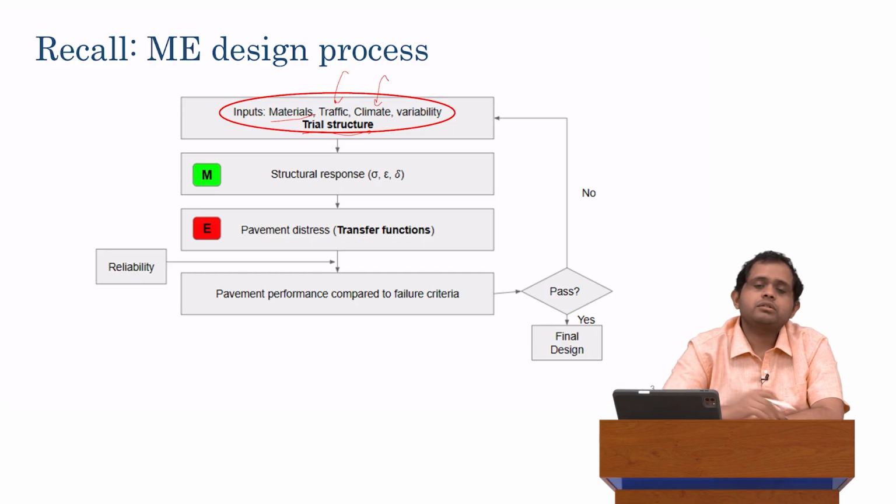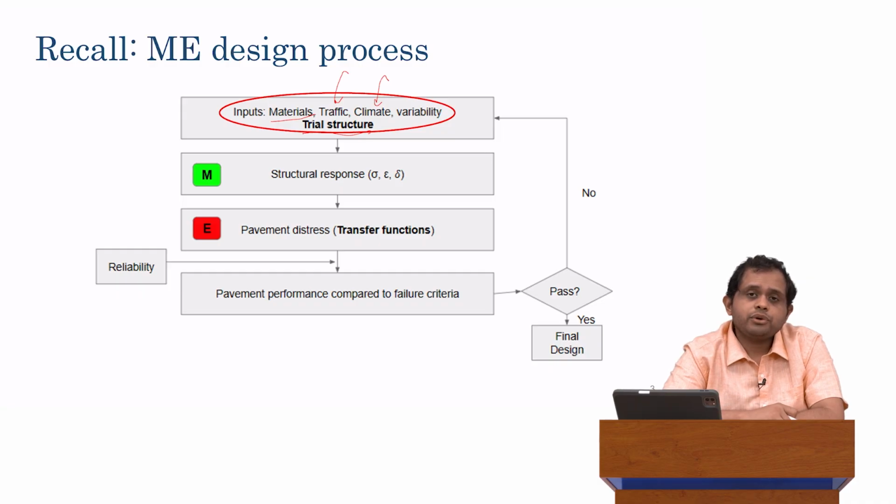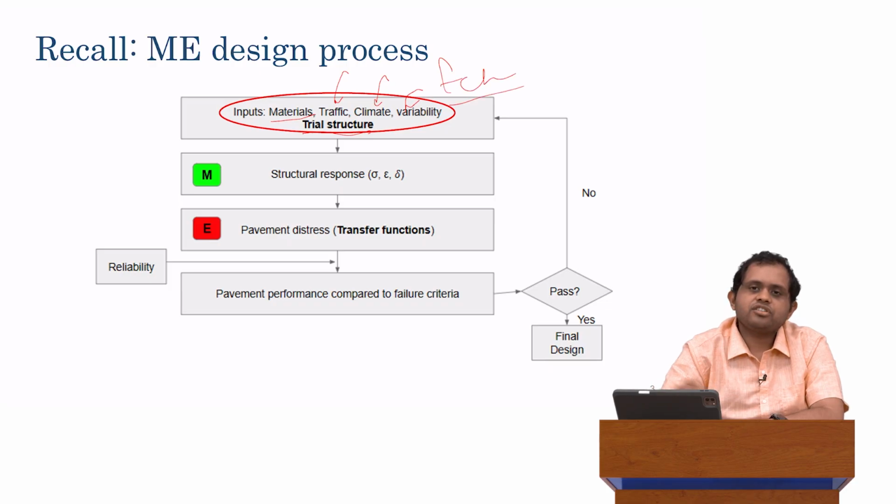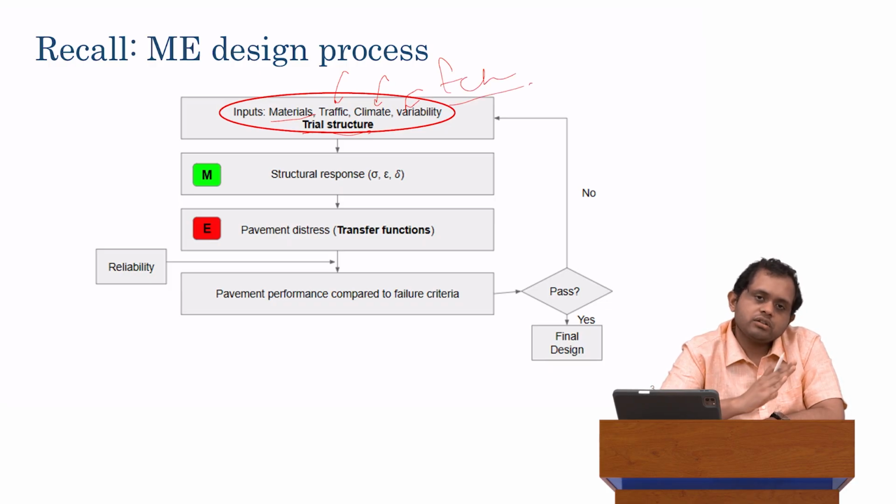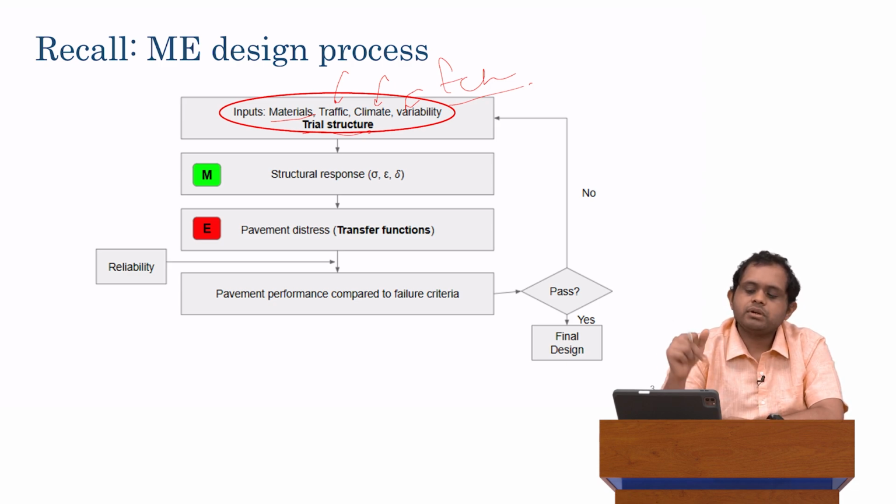We have to decide certain properties related to climate. Here again, there's a fair amount of variability. We might have several choices in terms of how we want to characterize the climate of a location. We have to see which one we want to work with. We also have to consider some amount of variability. Generally, this variability could be, for example, FCK, the characteristic strength. So we don't use the mean compressive strength, we use the characteristic compressive strength of concrete. This could be one example of where variability is being incorporated into the trial structure.